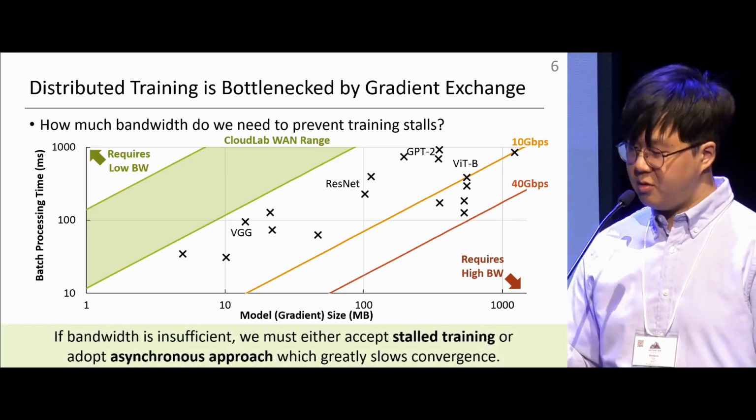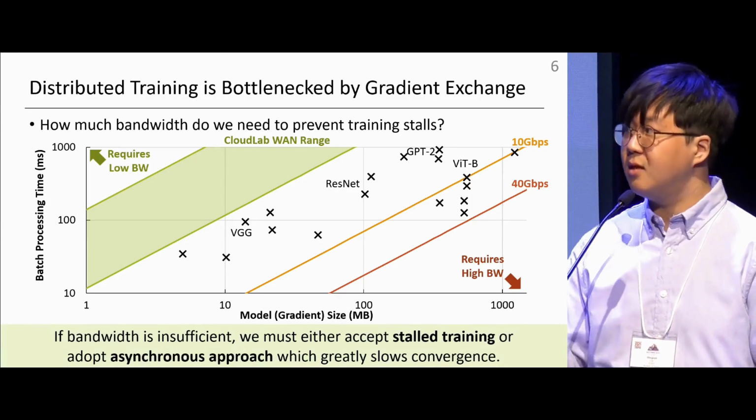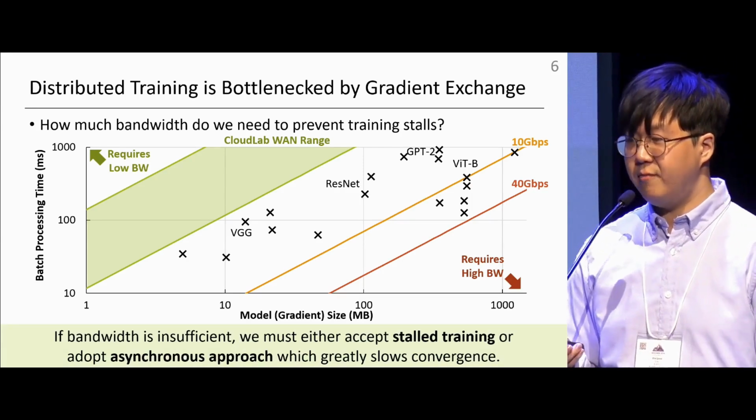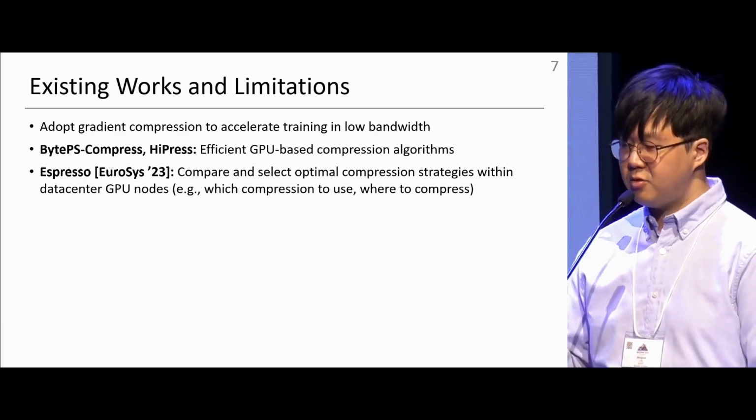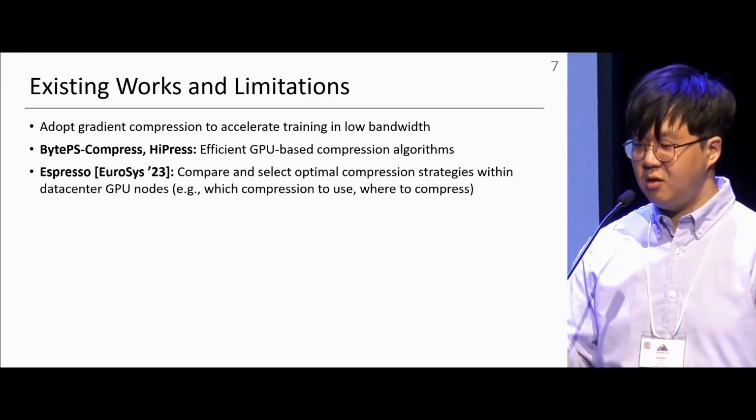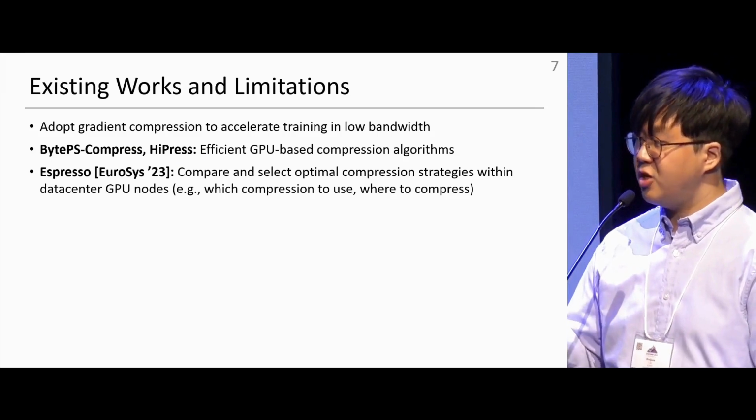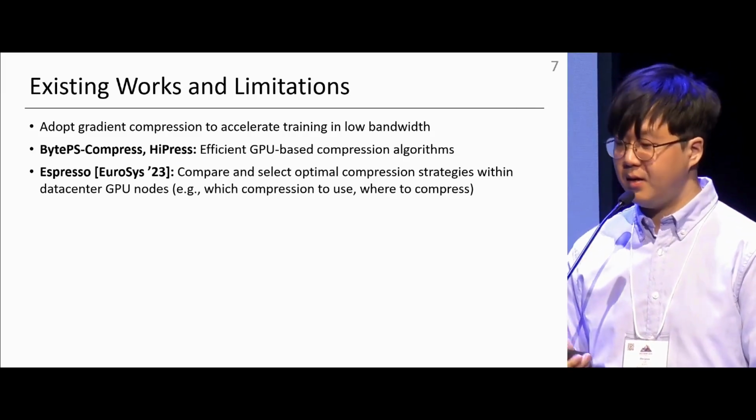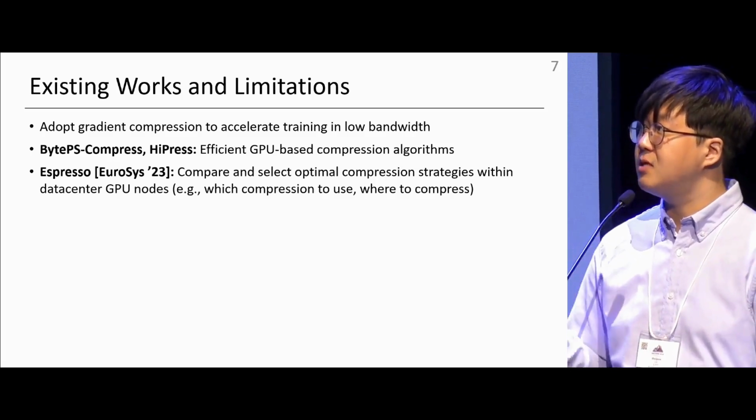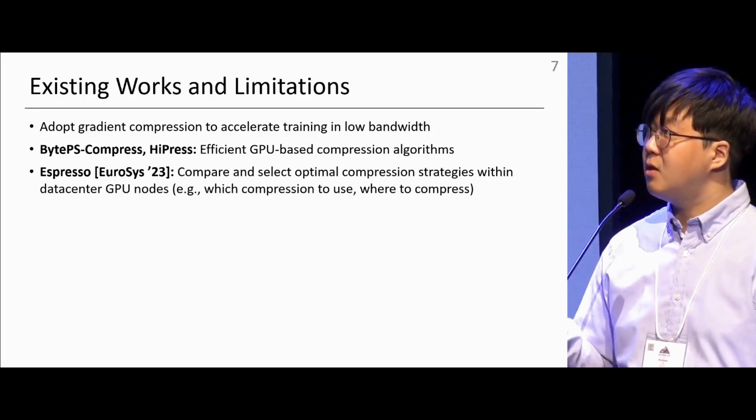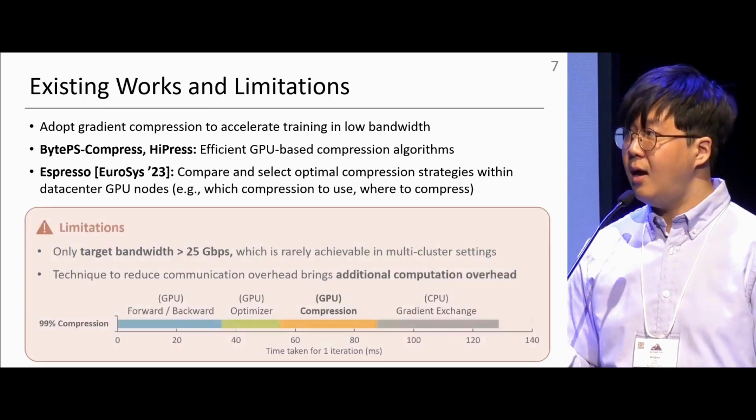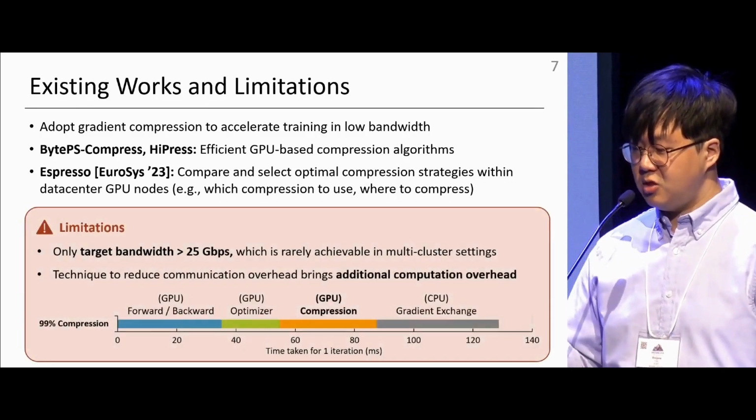So, to train such models with insufficient bandwidth, we must either accept stalled training or adopt an asynchronous approach, which greatly slows the convergence. To address this problem, existing work adopts gradient compression to accelerate training in low bandwidth environments. This selects and exchanges a small fraction of gradient updates. For instance, BytePS compress and HiPress implement efficient GPU-based compression algorithms, and Espresso compares and selects optimal compression strategies within data center GPU nodes.